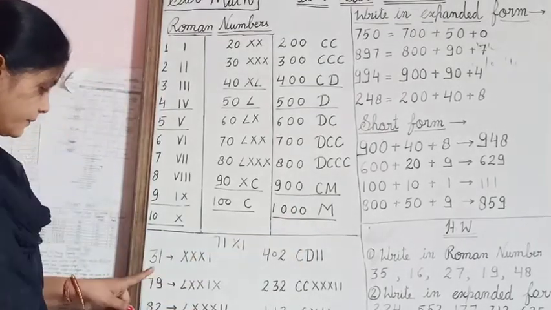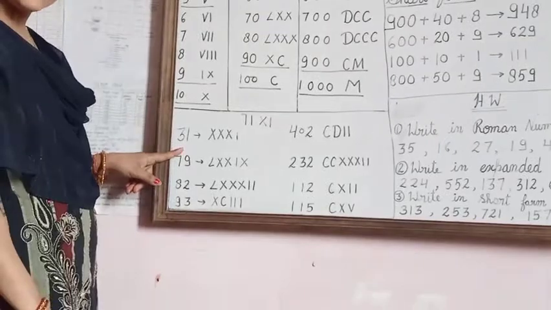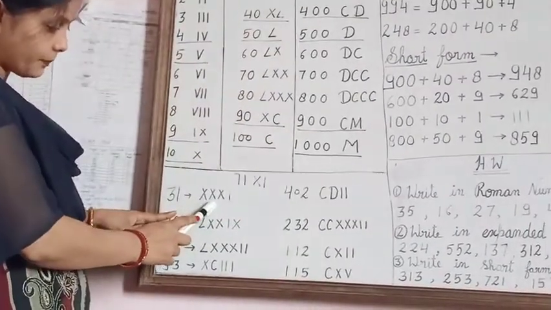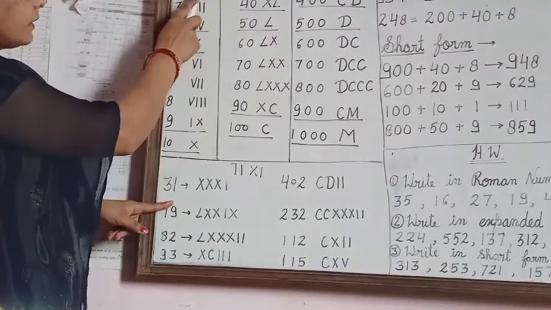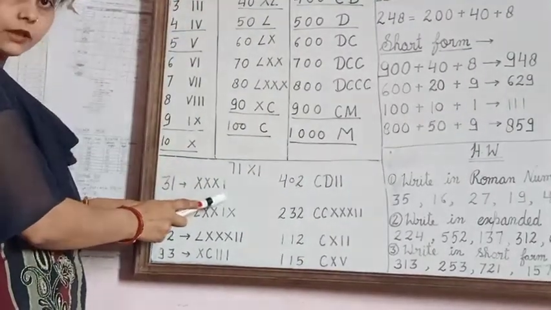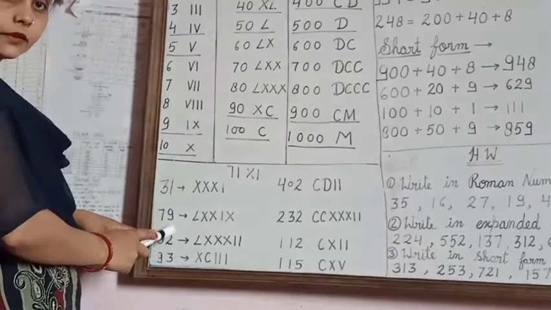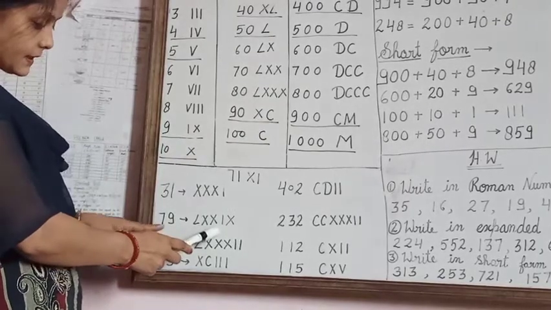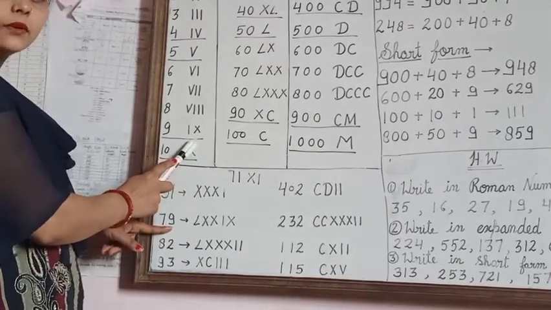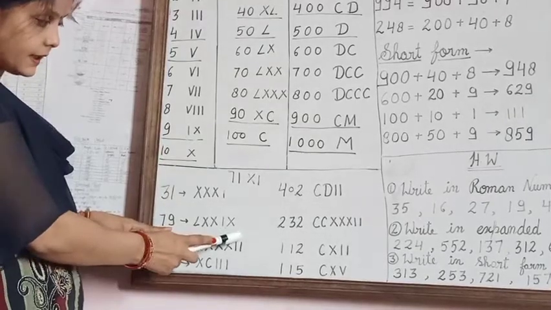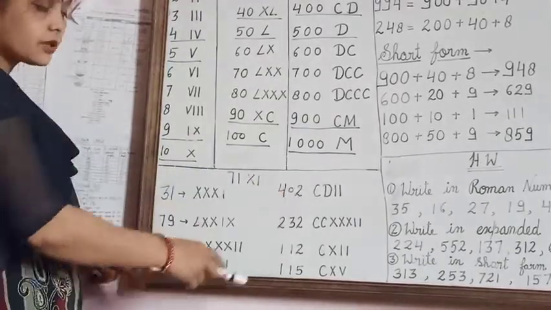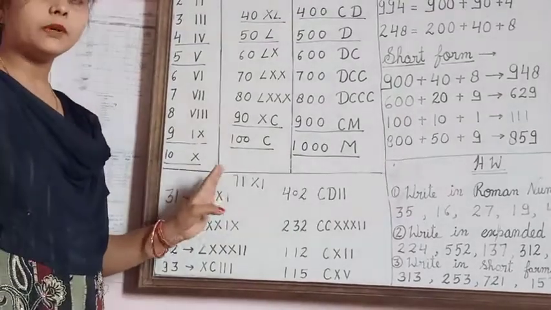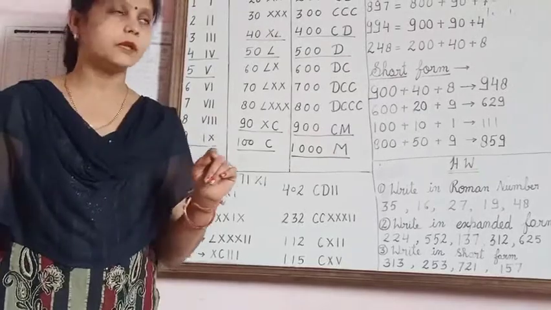Some examples: if you write down the number 31, firstly write down 30. What is 30? Triple X. So write down triple X here, and 1 is I, so write down I. Next, 79. 70 is L double X, so write down L double X. And the ones number 9 is IX, so write down IX. So some Roman number examples are written here. Complete your Roman numbers and try 1 to 100 in Roman numbers.